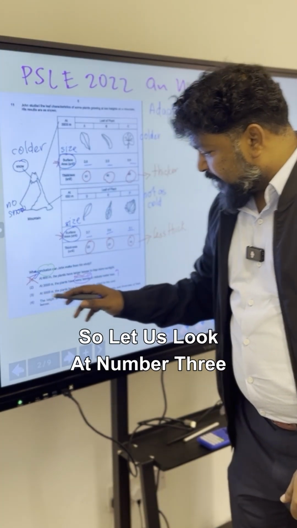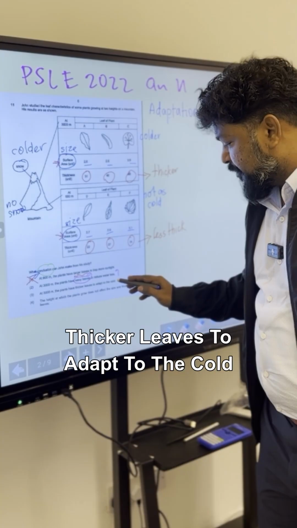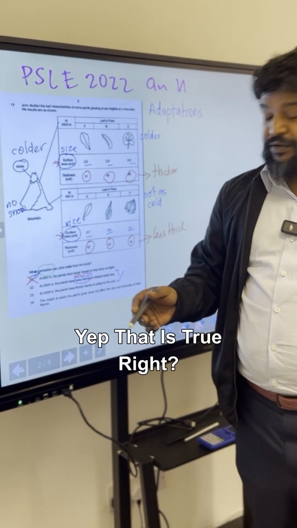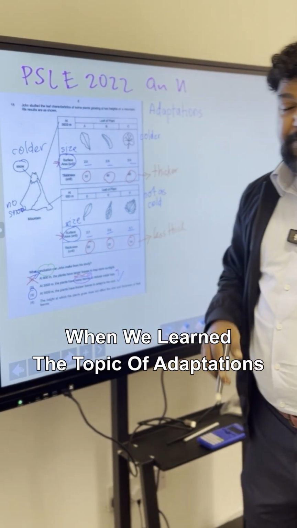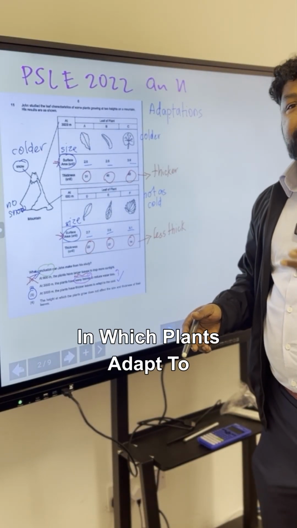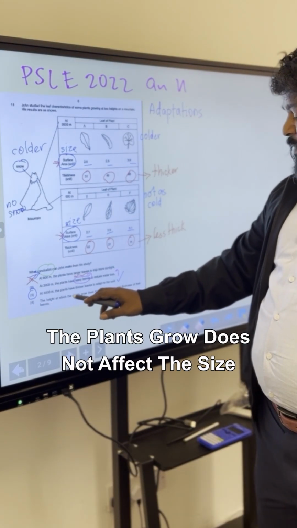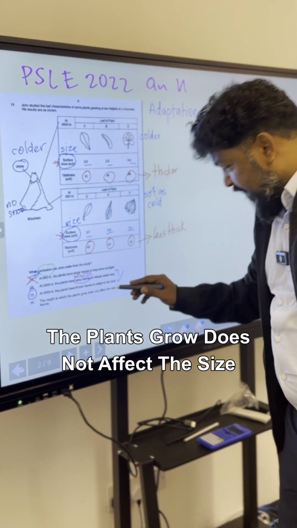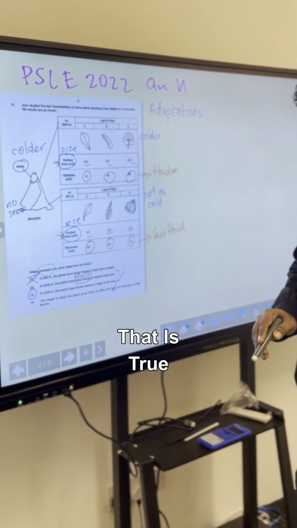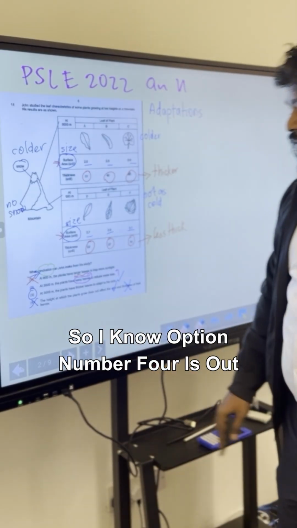So let's look at number 3. At 3000 meters, the plants have thicker leaves to adapt to the cold. Yep, that is true, right? When we learned the topic of adaptations, we learned that that is one of the ways in which plants adapt to extreme temperatures. And finally, the height at which the plants grow does not affect the size. It does not affect the size, that is true, but it does affect the thickness. So I know option number 4 is out, right?